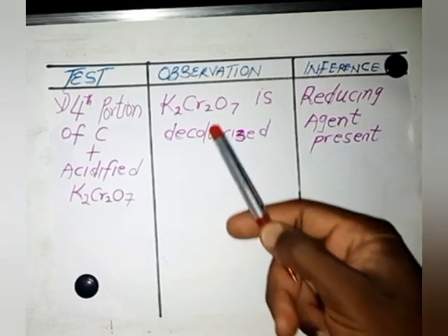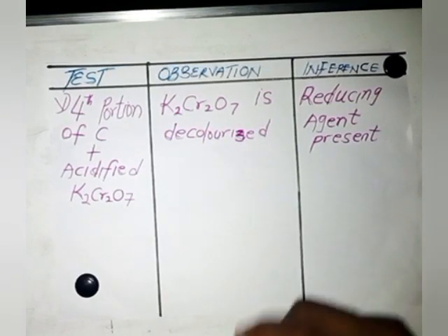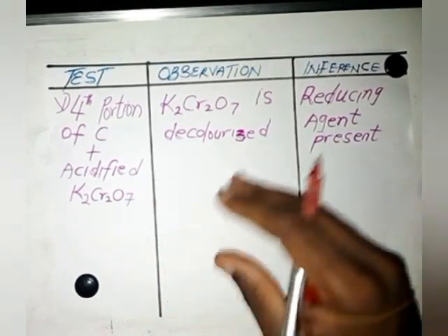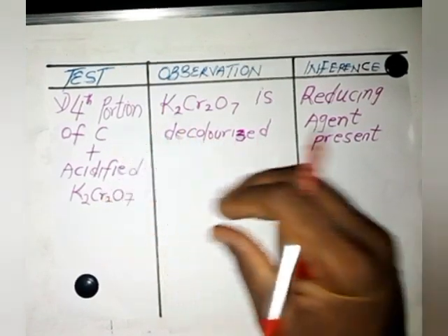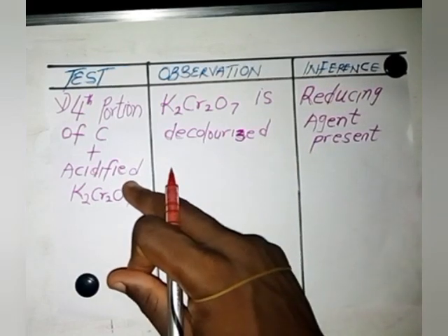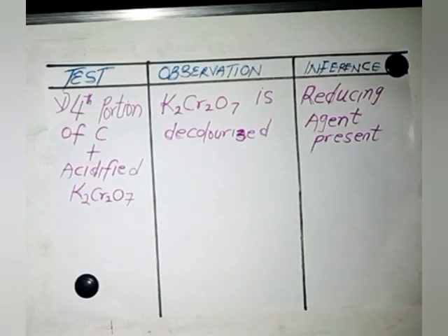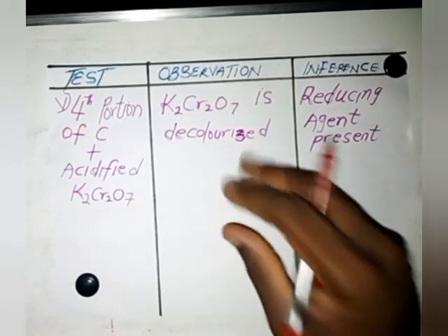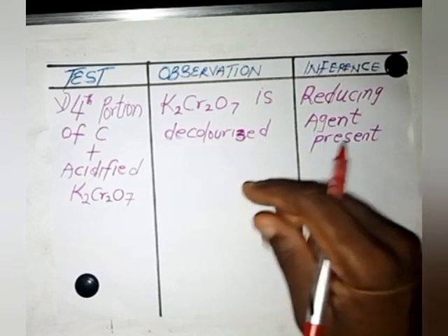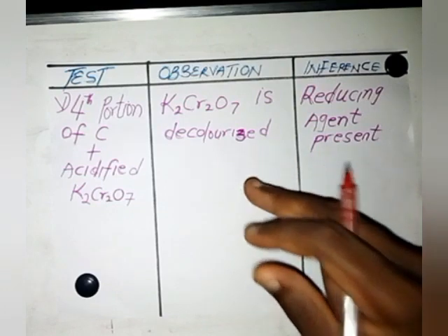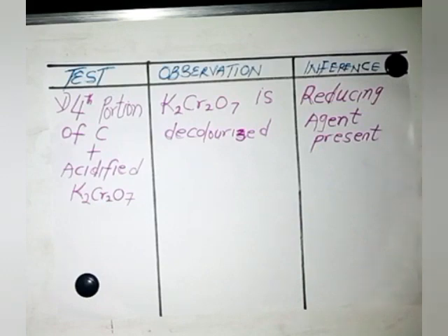The observation here, I said K2Cr2O7 is decolorized, meaning the color changes from orange to green. Before you add the solution, the color of this sample C was faint or light green, but when you now add this acidified K2Cr2O7, the color turns to a slightly darker green. But when reporting the observation, putting it in this form, that this K2Cr2O7 is decolorized, then the inference will be that a reducing agent is present. It's only when a reducing agent is present that this color can change. Otherwise, it will not change. So once it changes or is decolorized, you know that the inference is that a reducing agent is present.